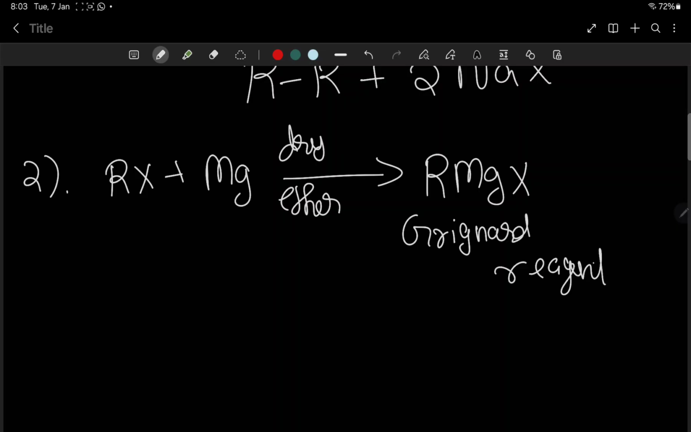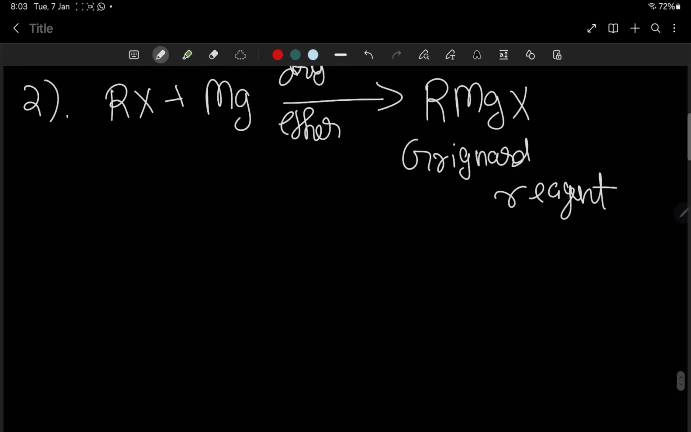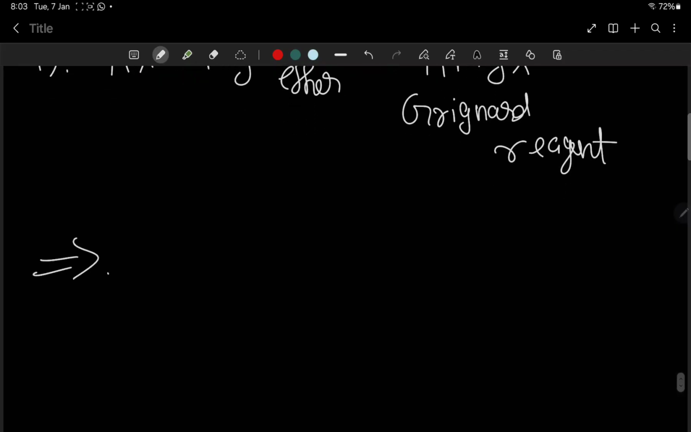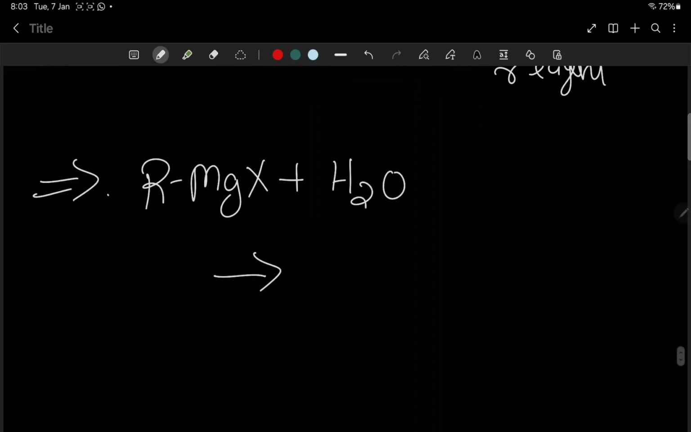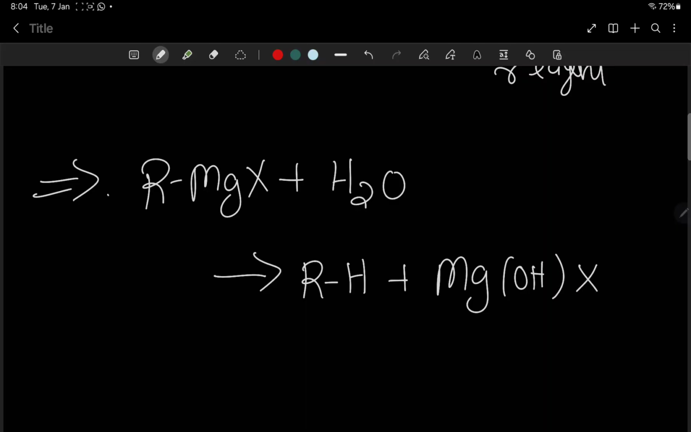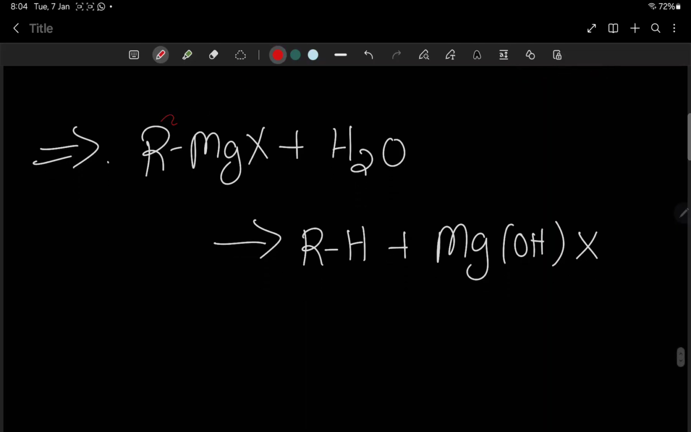And the specialty here is that there is one more thing told here. If we take this Grignard reagent and react it with water, what happens? It reacts vigorously or explosively with water, and we get the corresponding hydrocarbon and MgOHX. This is a very important reaction. Questions have been asked on this.